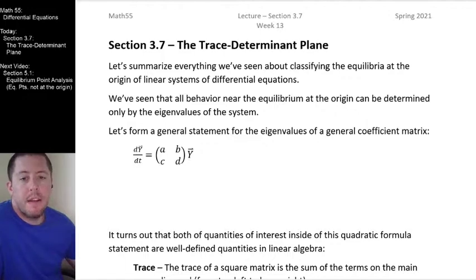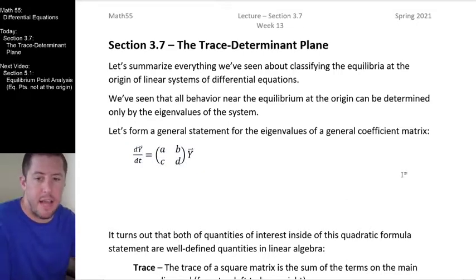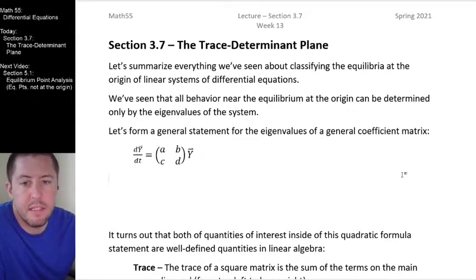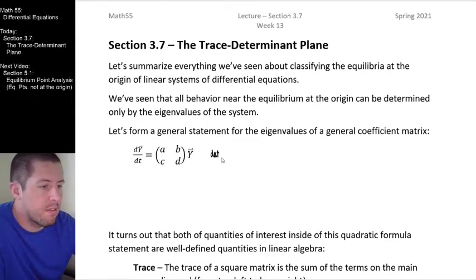So what we've kind of seen is that our eigenvalues are dictating everything about the behavior near the equilibrium. So to help us get a summary statement, let's take our most generic possible linear system here and find its eigenvalues just in terms of a, b, c, and d, and let's see what we end up looking at here. So we know that to find our eigenvalues, we are always going to be looking at the determinant of A minus lambda I and setting it equal to 0.